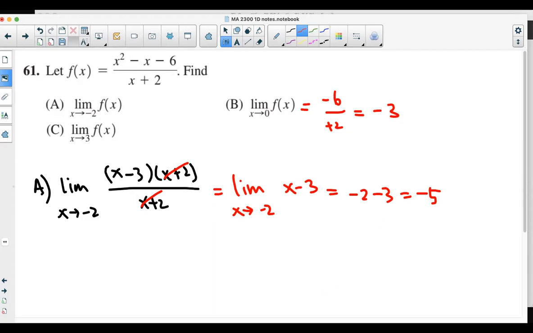How about 3? When you plug in 3, your numerator will be equal to 0, but the denominator will be equal to 5. So what's 0 over 5? 0 over 5 is equal to 0. So that's what I can do.